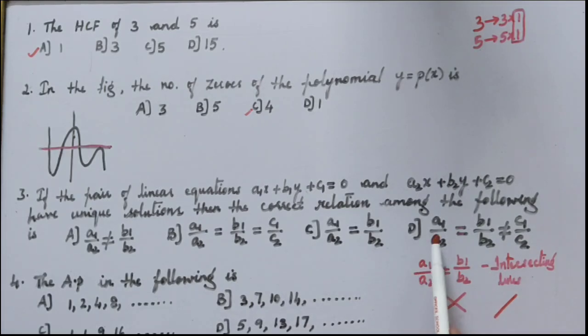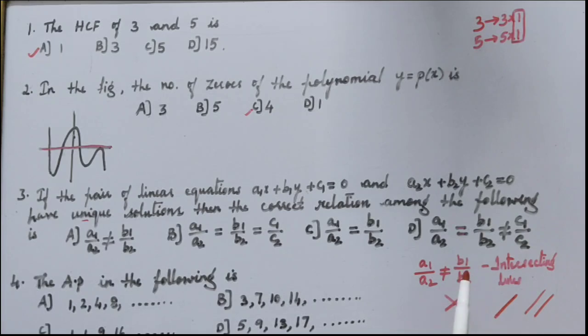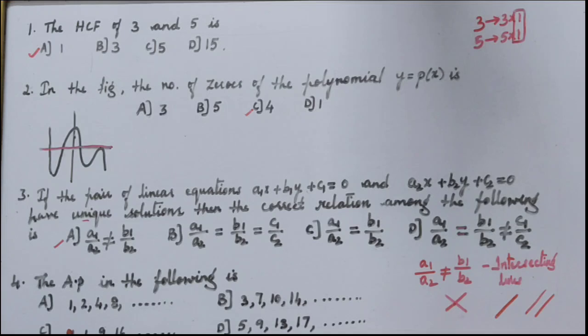Now this is a1 upon a2 is equal to b1 upon b2 is not equal to c1 upon c2. We say these are parallel lines. They are not meeting at any point, so no solution. Now here in this question we have a unique solution. Unique means at least one solution. We can say that a1 upon a2 is not equal to b1 upon b2. This is the solution. Now the fourth question.